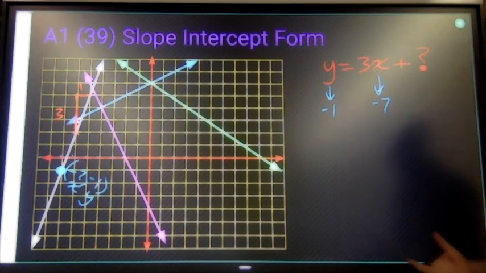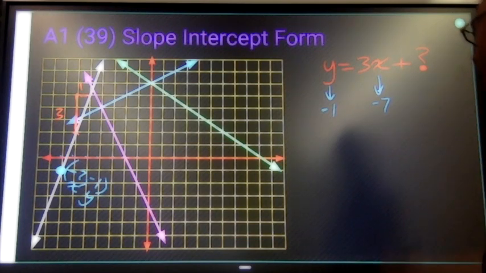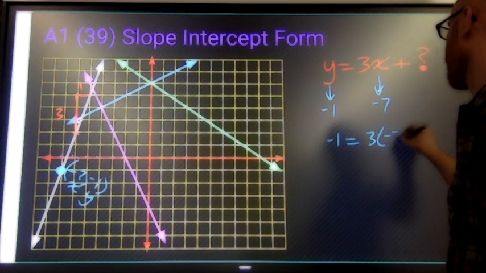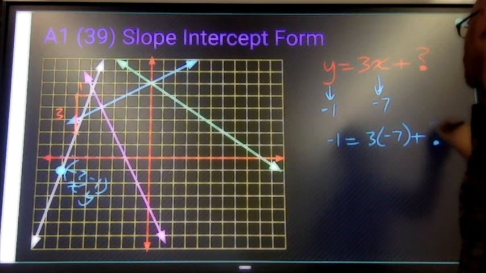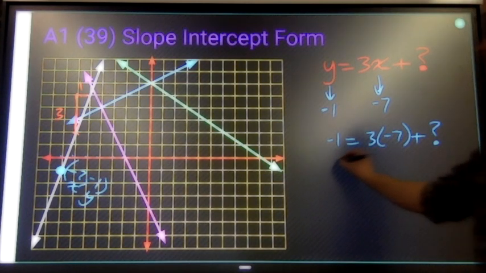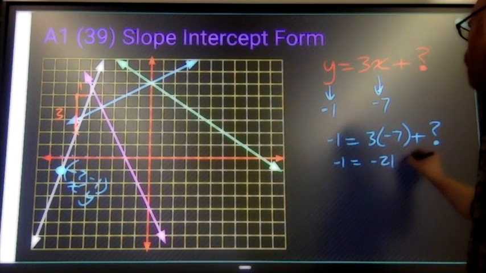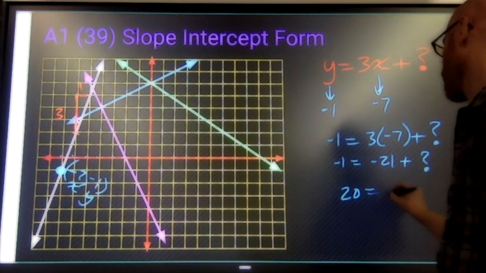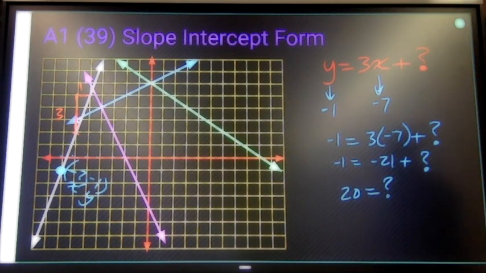And then we're going to create a stepper equation. -1 equals 3 times -7 plus, I don't know. Do your math. -1 equals -21 plus, I don't know. Add 21 to both sides. 20 equals the thing I didn't know.